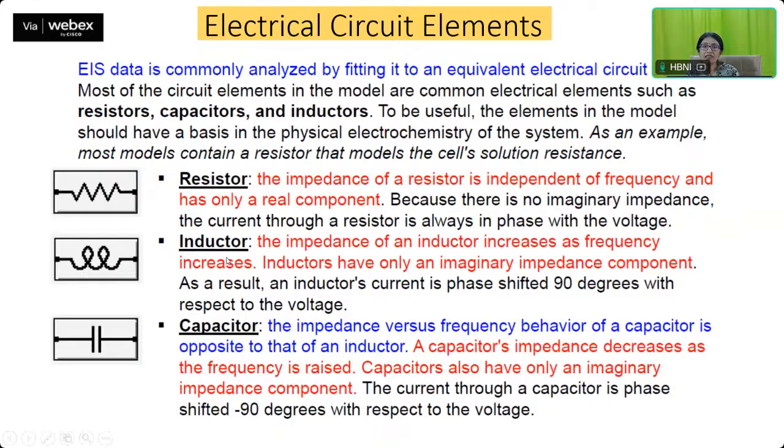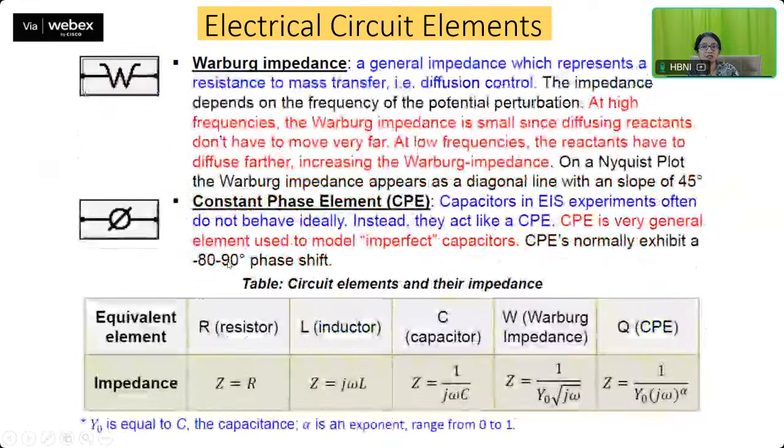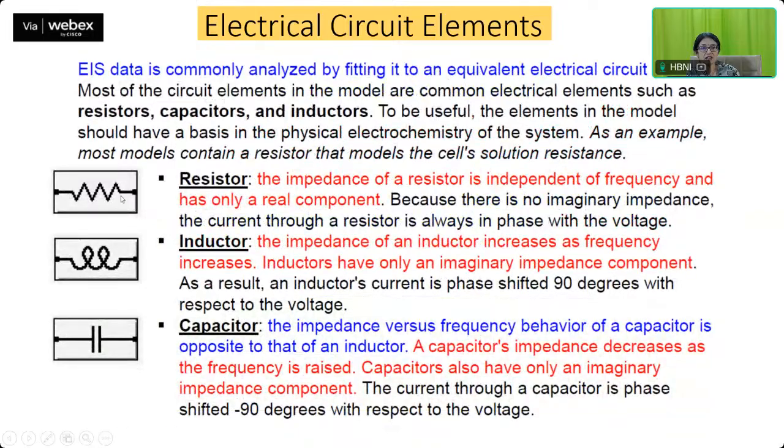So now all these particular elements, how is it going to look, that we will see a little later. Another two elements which are very important that we will discuss at first. So one is the Warburg impedance. This is given this particular sign. So please remember the different signs. For a resistor, it looks like this. If you have an inductor, the circuit element looks like this. For a capacitor, it looks like this.